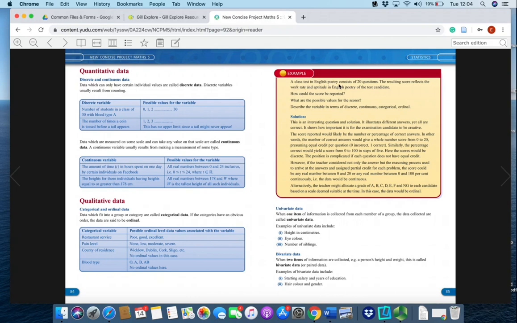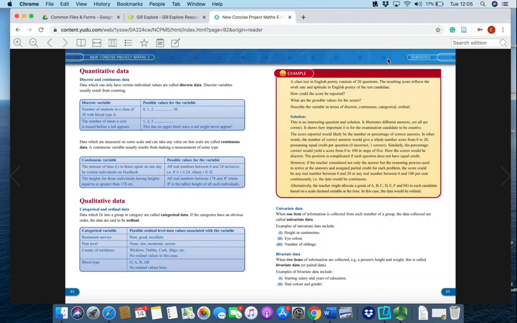A class test in English poetry consists of 20 questions. The resulting score reflects the work rate and aptitude in English poetry of the test candidate. How could the score be reported? What are the possible values for the score? Describe the variable in terms of discrete, continuous, categorical, ordinal. So have a look at that solution and understand it.